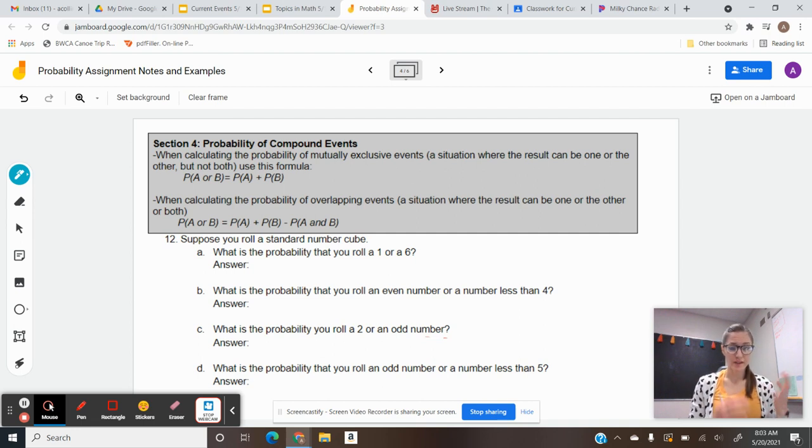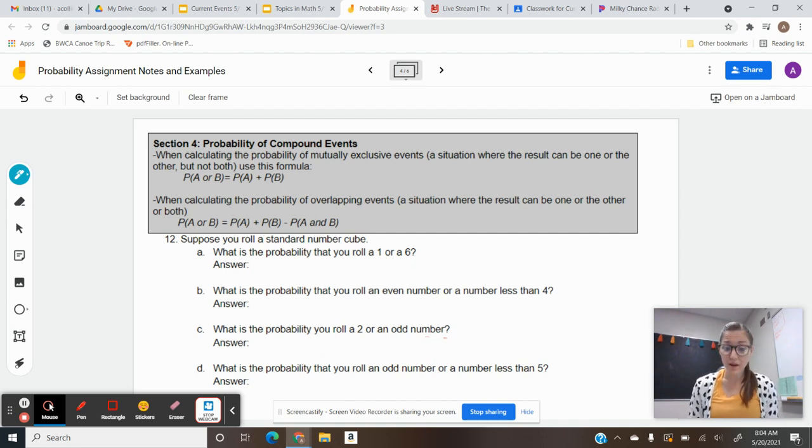When we talk about mutually exclusive events, this means there's a situation where the result can be one or the other, but never both. So for example, if you were rolling a dice and you needed to roll a 1 or a 6 in order to win the game, that would be a mutually exclusive event because you can either roll a 1 or a 6. There's not really a case where you would be rolling both a 1 and a 6 with just one dice.